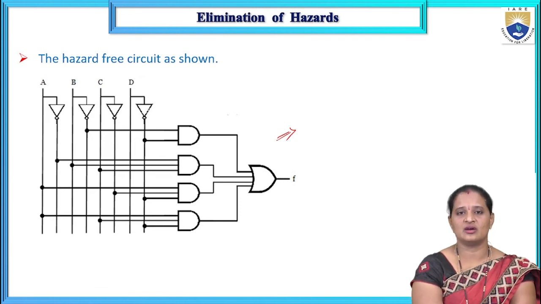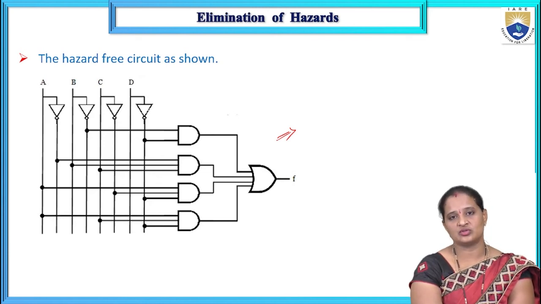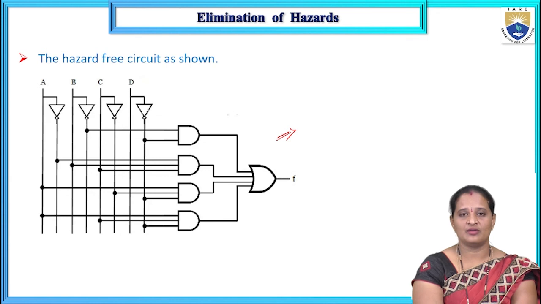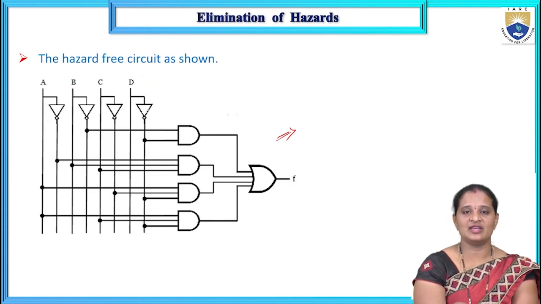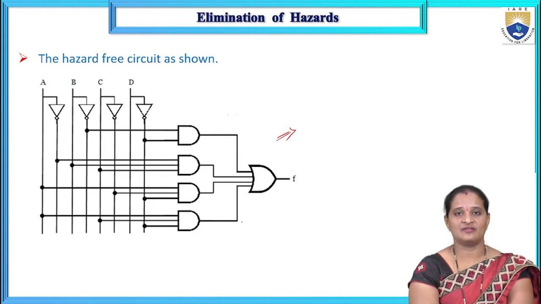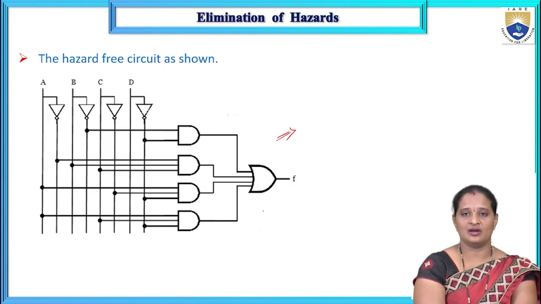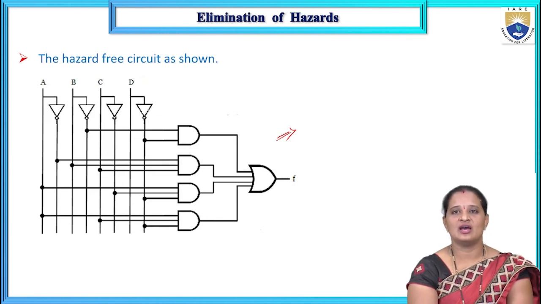What is the importance here? In order to avoid the malfunctioning of the circuit, we need to eliminate the hazard. So even though the circuit becomes complex, it gives the proper output, or else the functionality of the circuit is maintained as specified, and hence we need to eliminate the hazard even by adding extra logic gates. So this is the implementation of the hazard-free circuit. Okay, so this is the logic circuit in which we have eliminated the hazard.